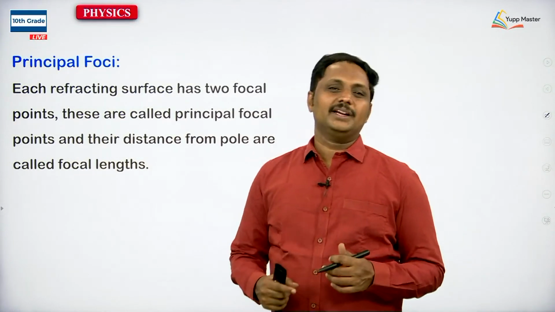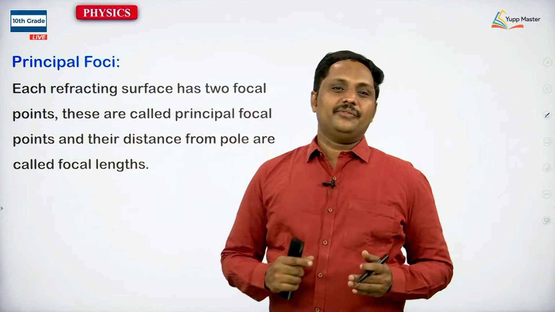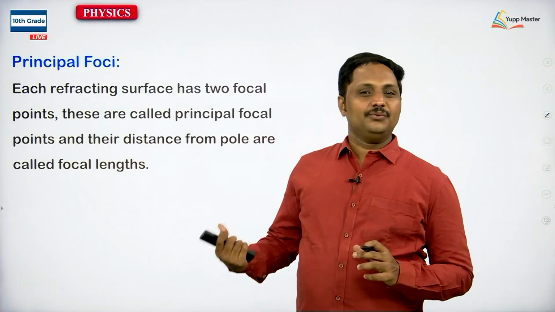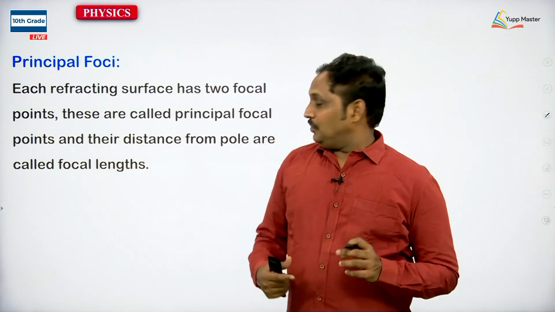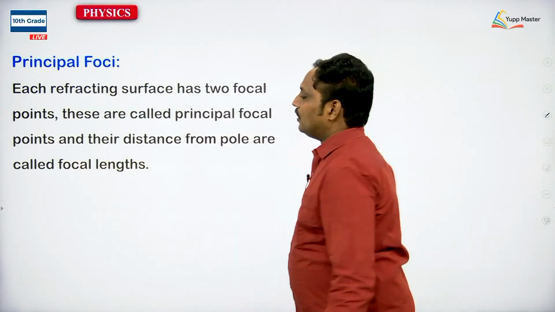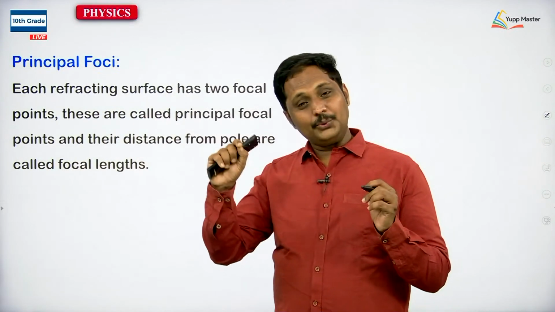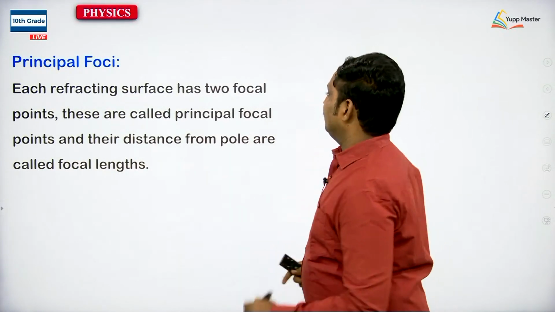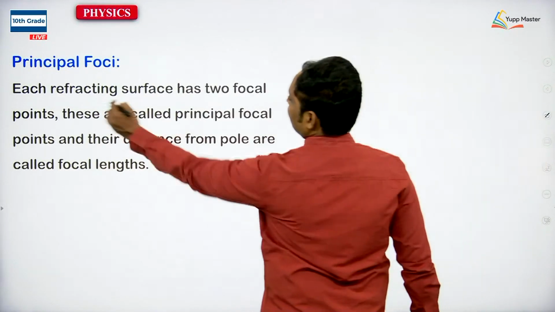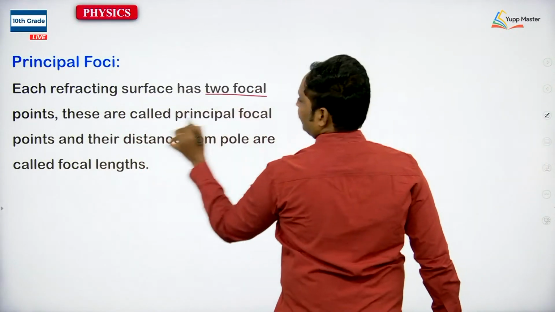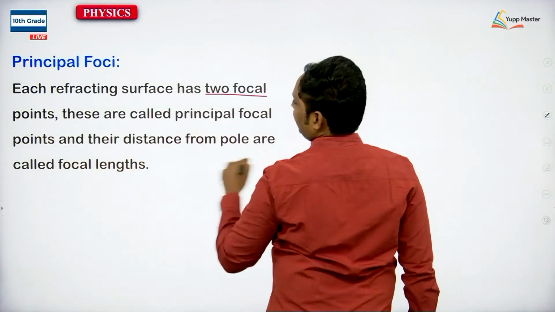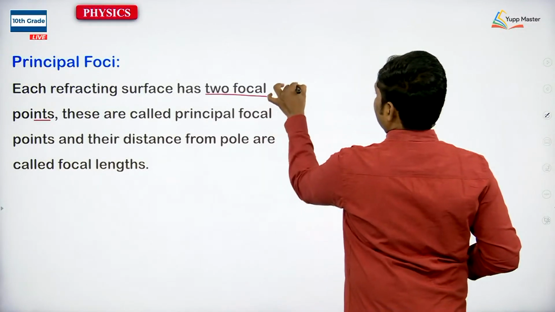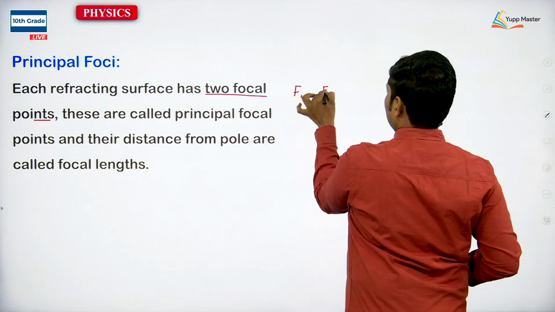If you take a lens which has two curved surfaces, you will get the first focal point and the second focal point, and the distance from the pole to the focal point is the focal length. You can easily identify that. Two focal points, these are going to be F1 and F2. Generally, we take F1 and F2.